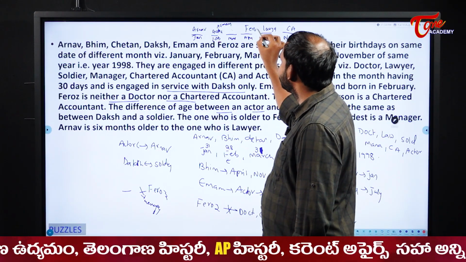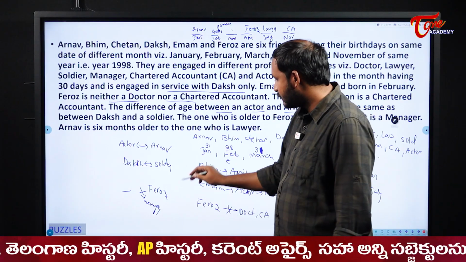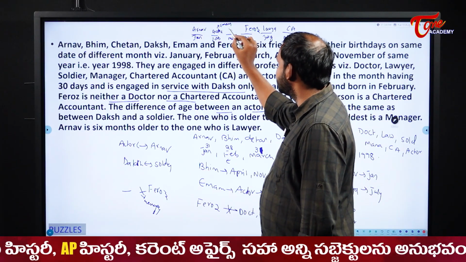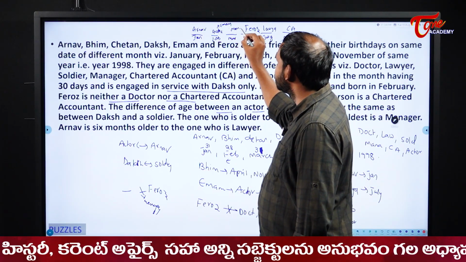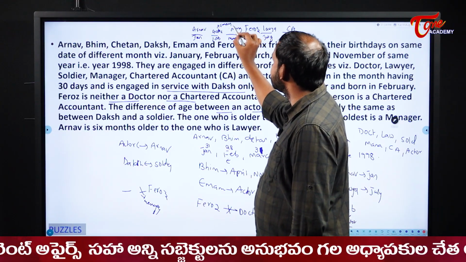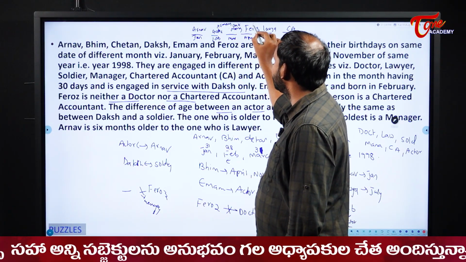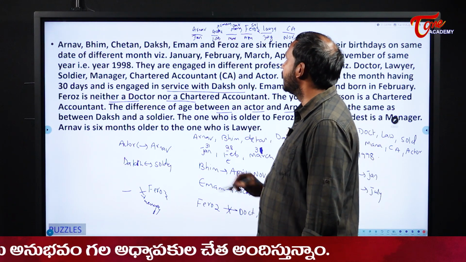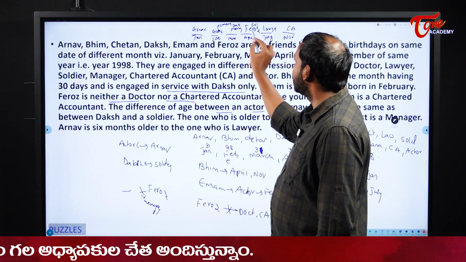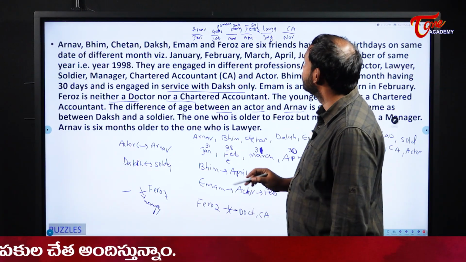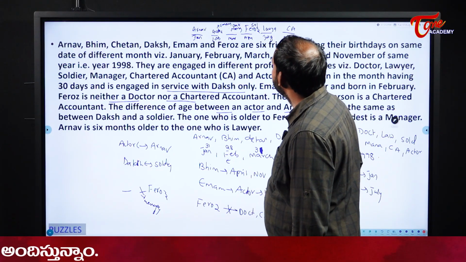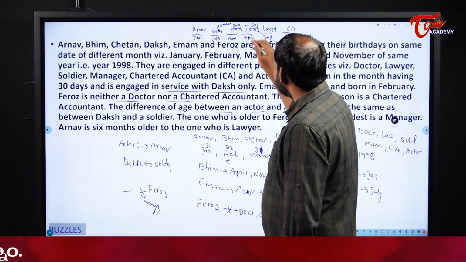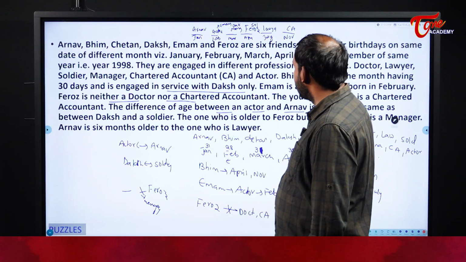Feroz will come here, and before that I will have a manager. So the only chance for me is to put Daksh here, and Feroz will become what? Soldier. Feroz becomes Soldier. So Arnav and Imam, actor, how many people are there? Daksh and Soldier are also the same. Okay. So now Arnav, Imam, Daksh, Feroz, lawyer and CA.